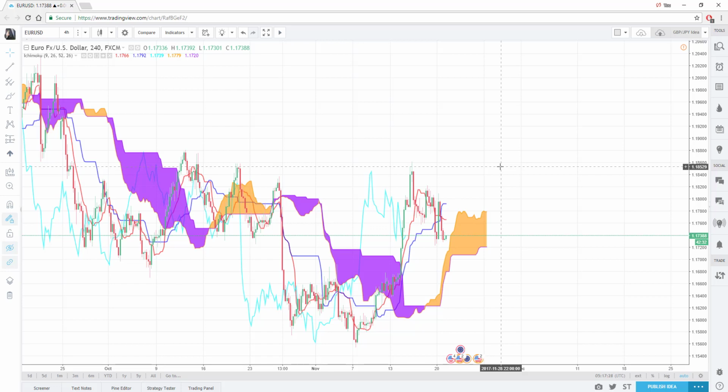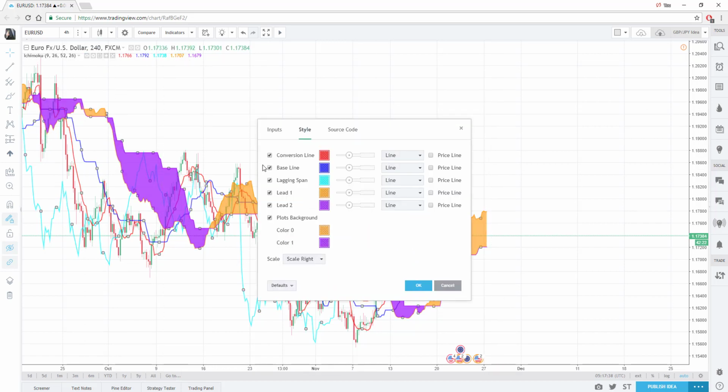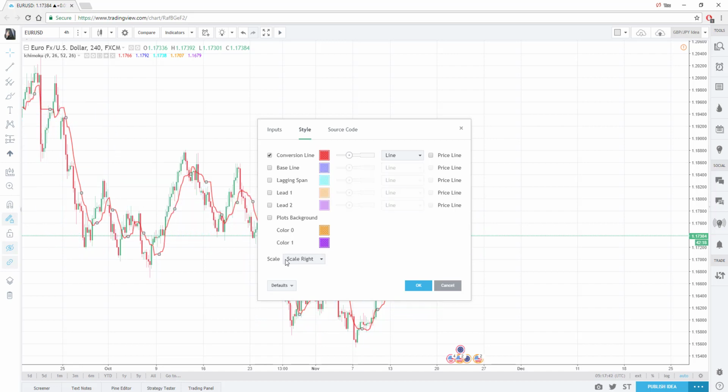I want to break down each of these pieces. There's 5 main pieces that I want you to know about, and I'm going to break them down one by one. So I'm going to go up here to the settings. I'm going to remove all but the conversion line, and I'm going to walk you through each of these and add them as we go. It'll probably take a couple of videos. I don't want to make them too long for you, okay?